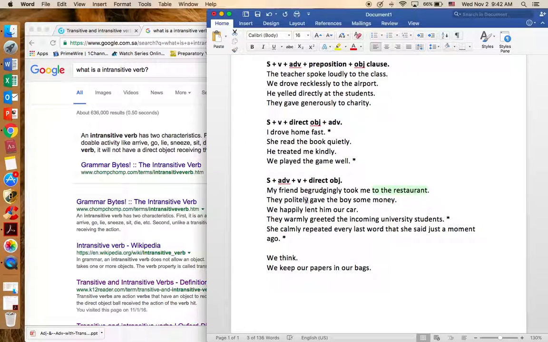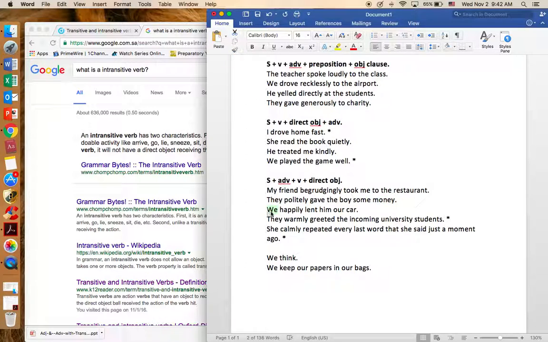Okay? They politely gave the boy some money. Politely is coming before the verb because we can't split up give, gave, and the boy. Who did they give to? They gave to the boy. What did they give him? They gave him some money. Right? So we can't say they gave politely the boy some money. This has to come after, directly after the transitive verb.